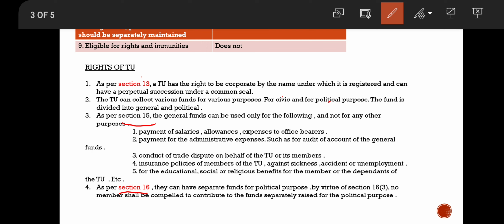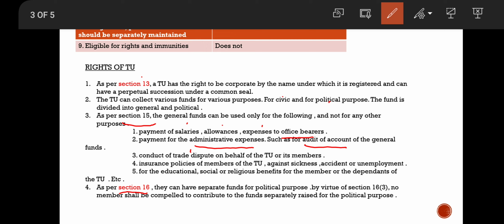As per section 15, the general funds can be used only for the specific provisions that are mentioned within the act. That is, the amount from the general funds can be used only for the following purposes. The first one is payment of salaries, allowances, and expenses to the office bearers, and the next one is payment for the administrative expenses such as audit of accounts of the general funds. If there is any expense for conducting the audit, then such expenses are also met from the general funds.